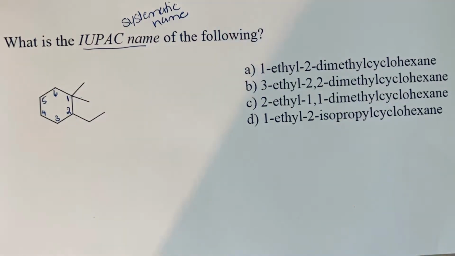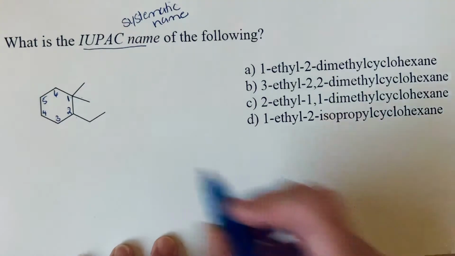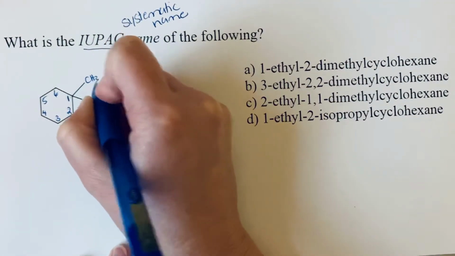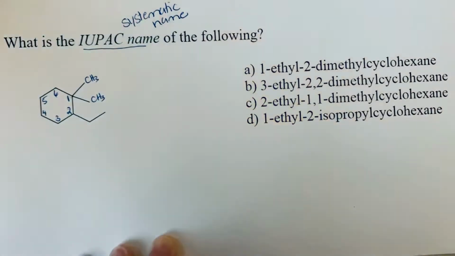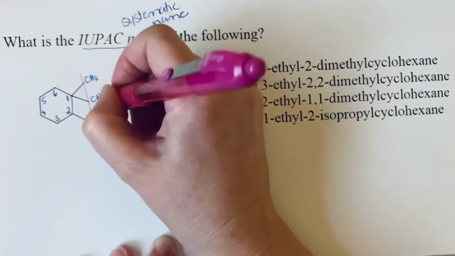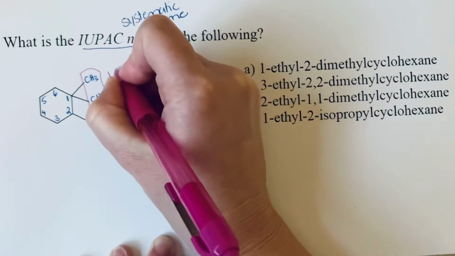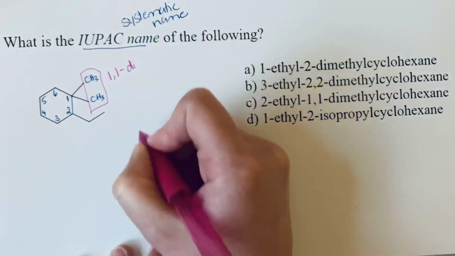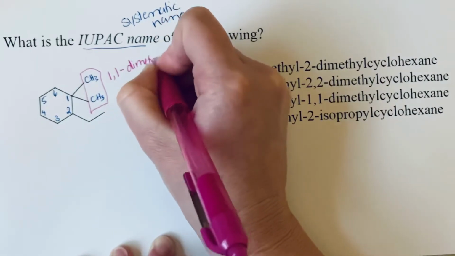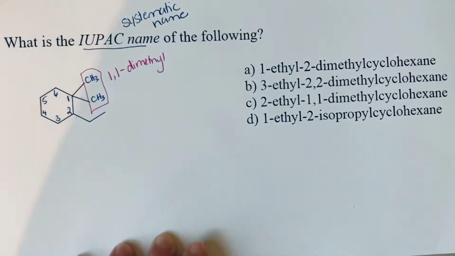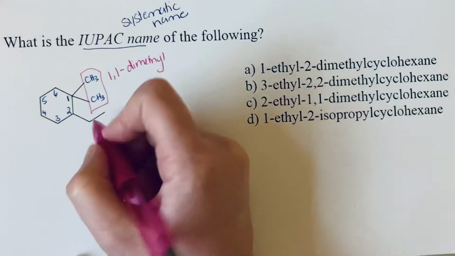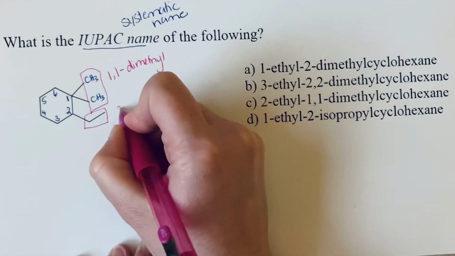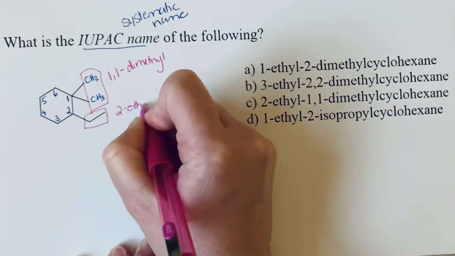And then when we assemble the name, we want to look at what these substituents are. So on carbon number 1, I have 2 of these 1 carbon atom fragments. So these are methyl groups. So what I have here on carbon number 1 is 1, 1, and because there's 2 of them, I say di, and they are methyl groups because they have only 1 carbon atom. And then if I look at carbon number 2, I have 2 carbon atoms. So that is an ethyl substituent, so I have 2-ethyl.